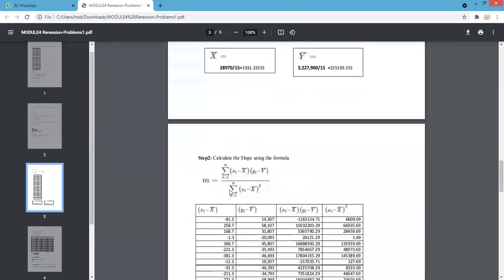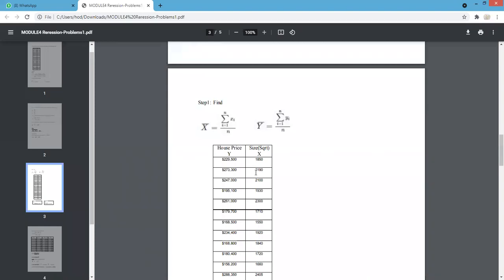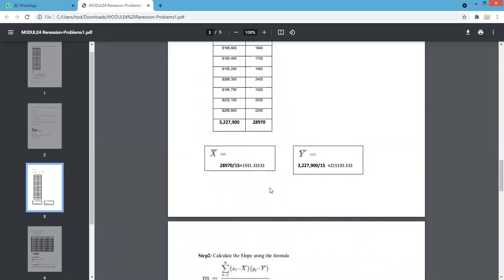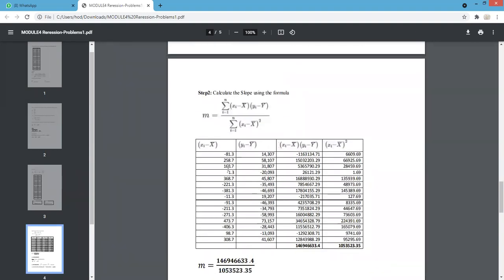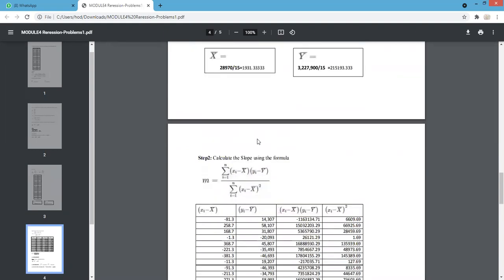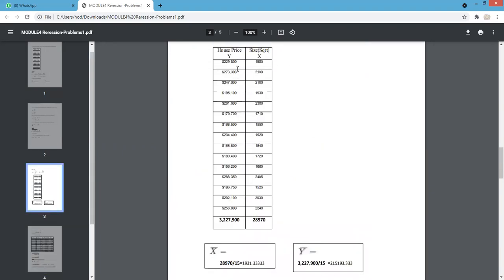Similarly, we took the second value, 2190. So 2190 minus 1931, and we get this particular value. Similarly, we took the respective values and calculated xi minus x bar. Similarly, yi is this one, $229,500, minus this value, 215,193.